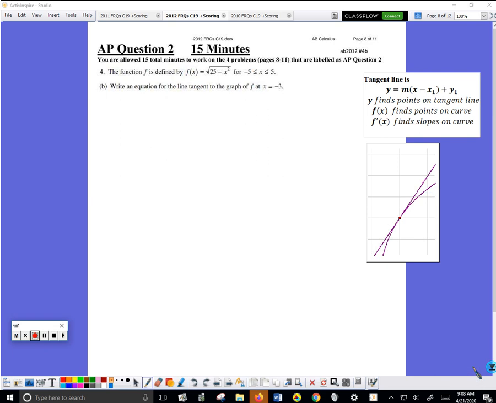Okay, the function f is defined by this formula. Write an equation, keyword is equation, for the line tangent to the graph of f at x equal -3. So it's this picture from my golden notes. The point is x equal -3. I need the y-coordinate here.